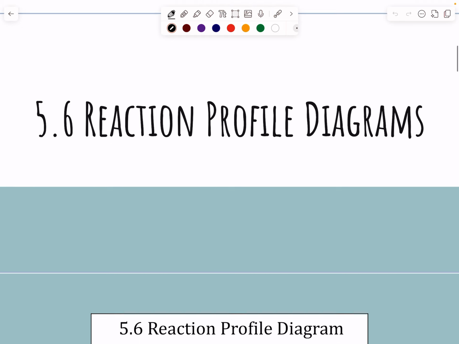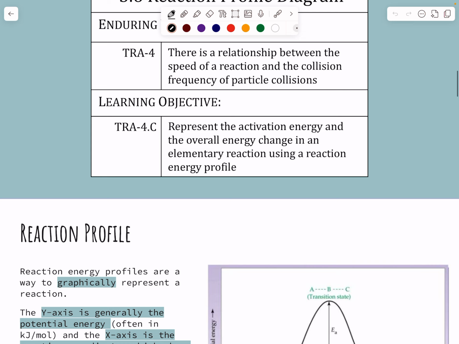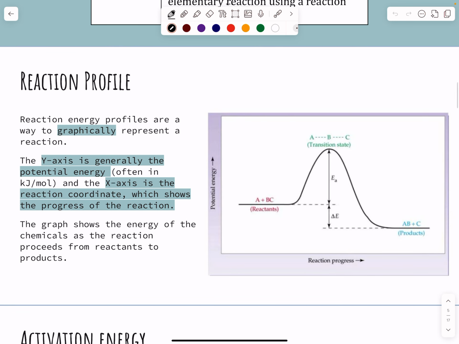We're going to represent the activation energy and the overall energy change in an elementary reaction using a reaction energy profile. So reaction energy profiles are a way to graphically represent a reaction, and you probably know them as energy diagrams. We talked about them in Cap Chem a lot. You saw them particularly in the thermochem unit, but they also matter a lot for kinetics. So the y-axis, which is right here, is generally our potential energy, and my x-axis is going to show the overall progress of the reaction.